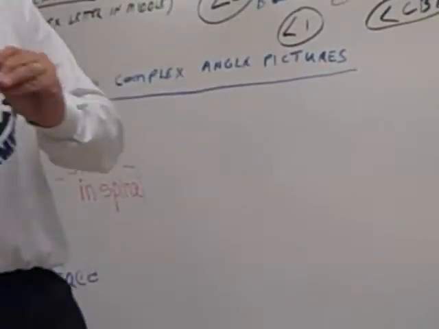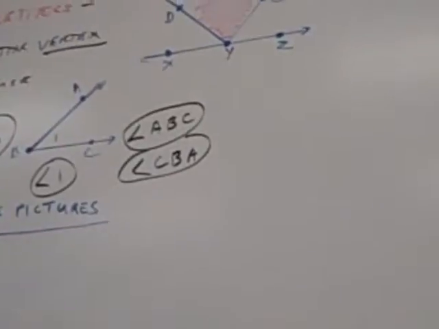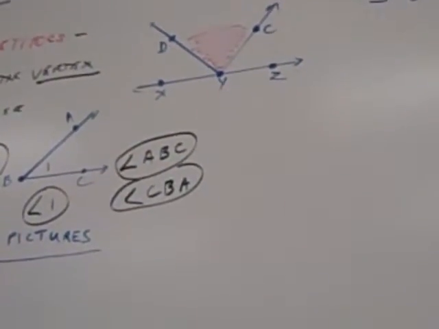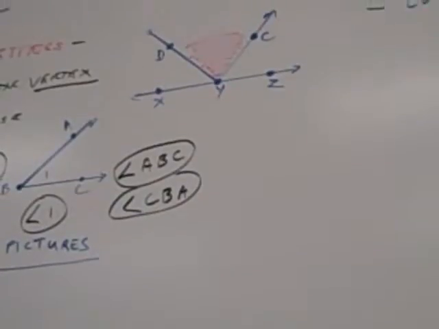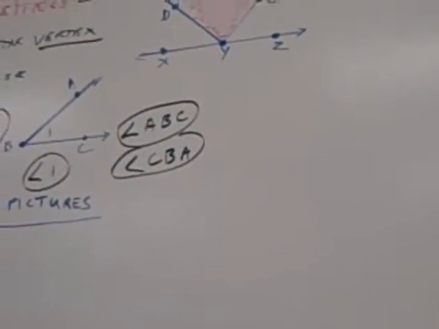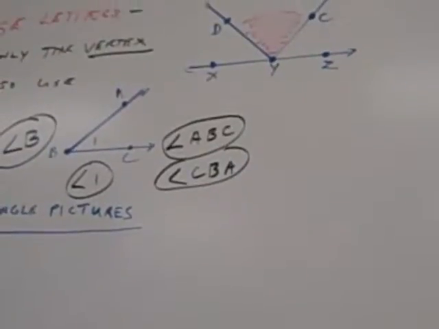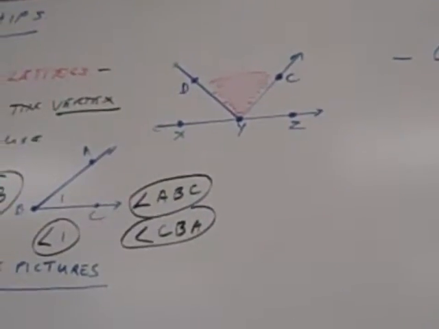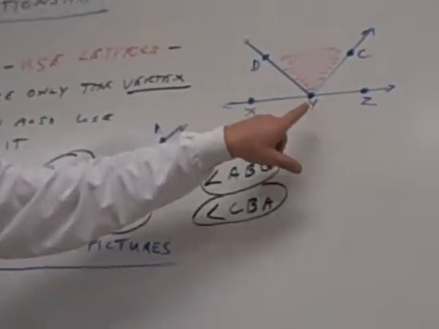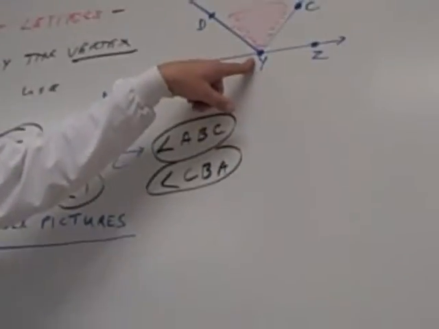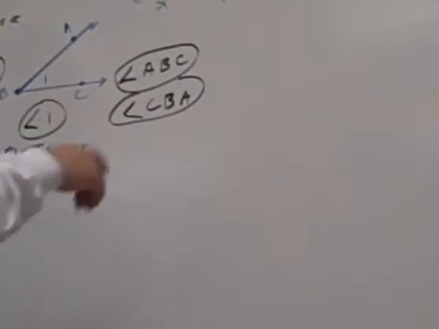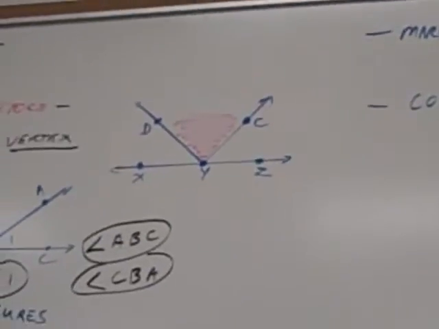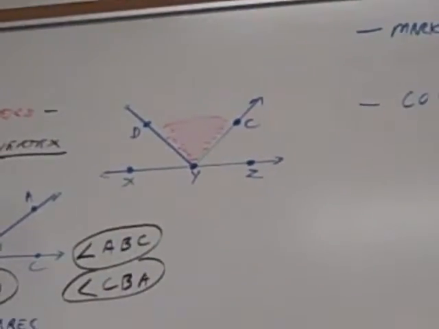But I want us to name the one that's colored in red. Name the one in red. And I will say this, you cannot name it with one letter. Why? Because Y has multiple angles using Y as a vertex. So this cannot be angle Y. I don't know which one you're talking about. Are you talking about this one, this one, this one, this one, this one, or this one? So I have to use how many letters? 3.